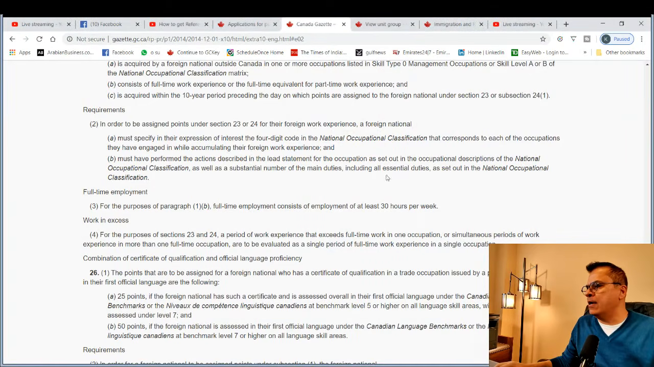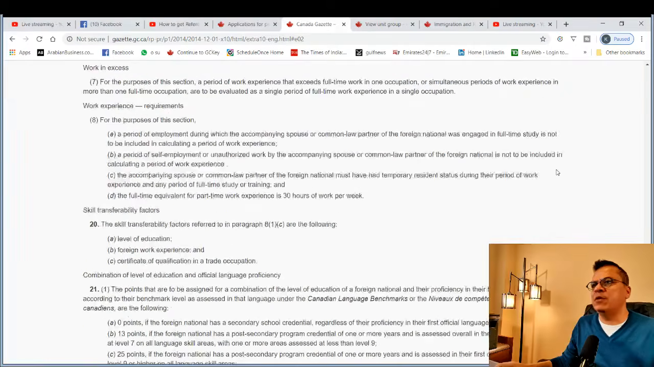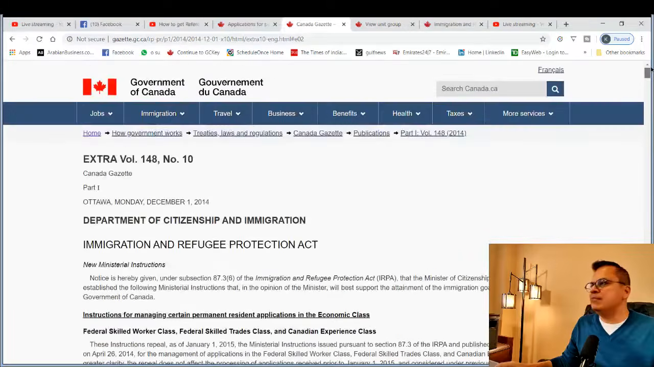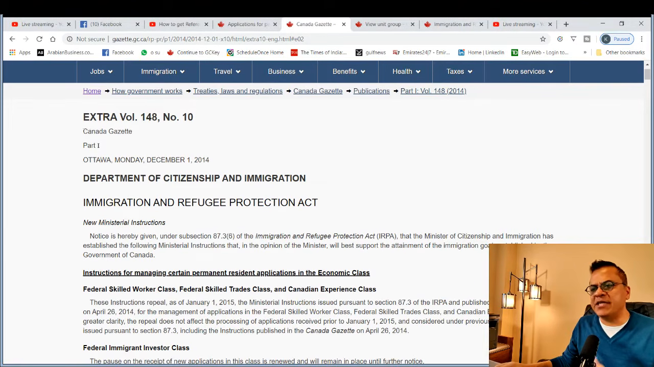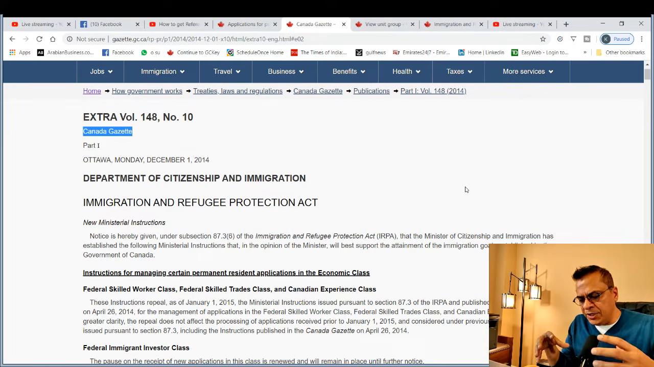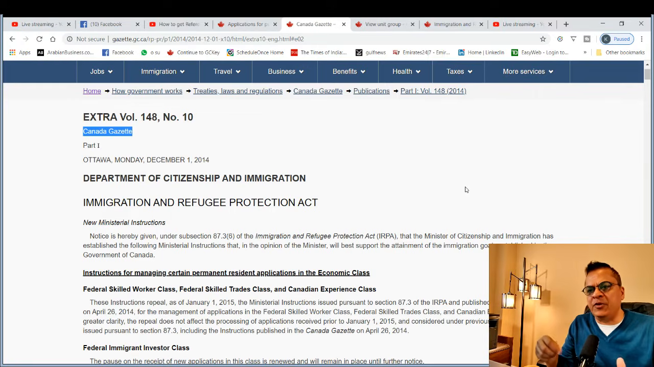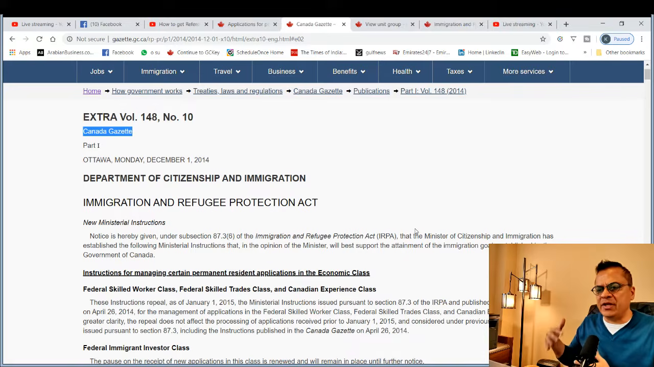Now, this, dear friends, is what is called, on the Government of Canada website or CIC website, the Canada Gazette. And this particular one that I've got in front of you is the Ministerial Instructions. So what happens is the IRPA, Immigration and Refugee Protection Act, and the Immigration and Refugee Protection Regulations, by the Act itself, has given the authority to the Minister of Immigration to define different rules, regulations, terms, conditions under which the application will be assessed and processed.